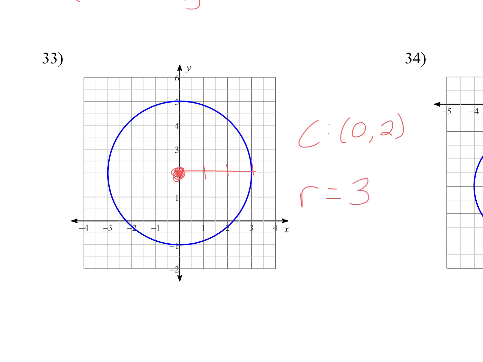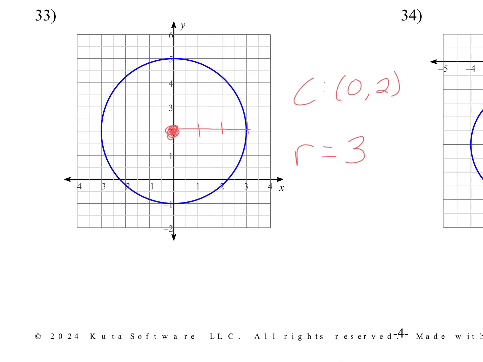It wants the actual equation. Okay, so how do I write this equation? Is there any number to put with x? No, it's just x squared. So you can just put x squared plus y minus 2 squared equals 9. Careful, remember, square that. Yep.